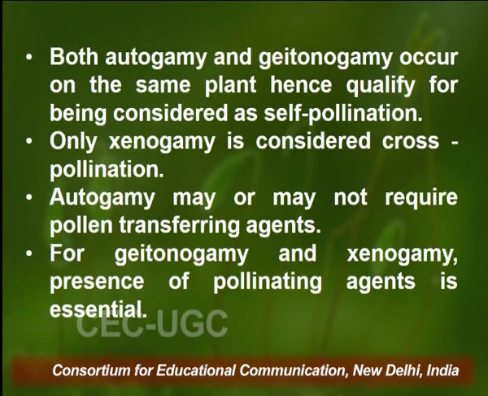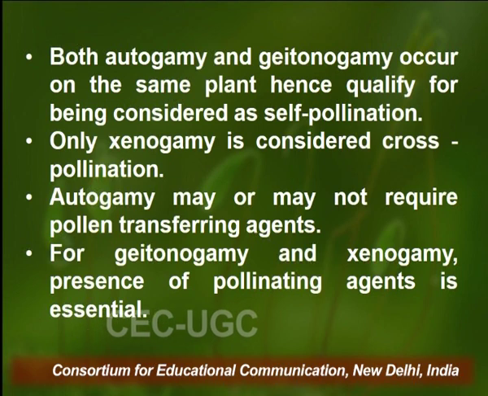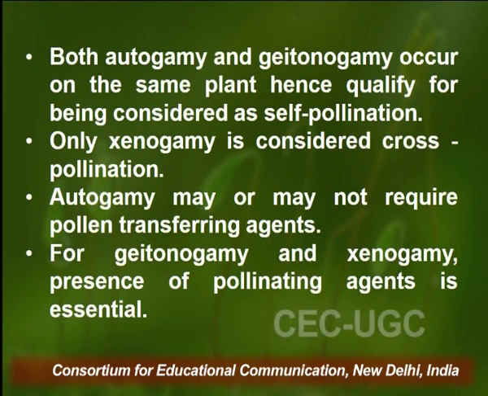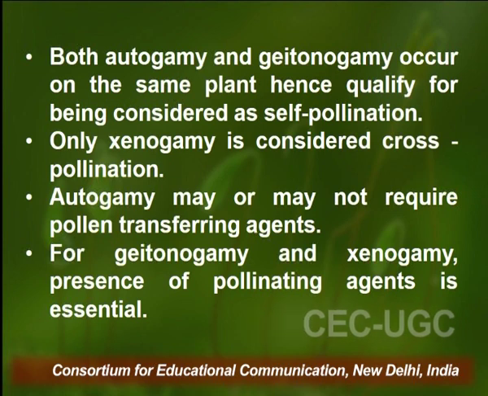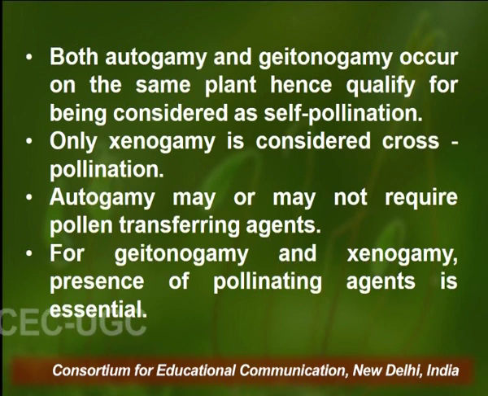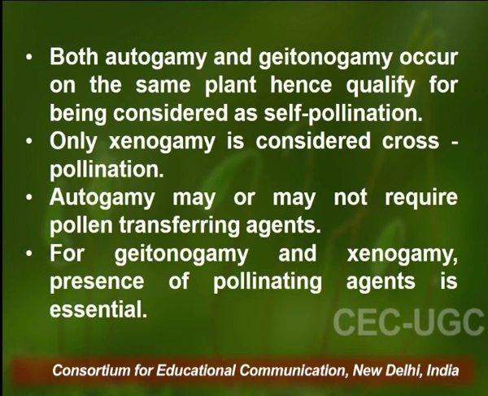Now, autogamy, if the flower is open, may or may not require pollen transferring agents. For geitonogamy and xenogamy, presence of pollinating agents is essential, because if the pollen has to transfer, it has to move to another flower, maybe in the close vicinity. If there is no biological agent, then maybe it is the wind or the water which will transfer this pollen. So, there is requirement of some pollinating agent for this process.